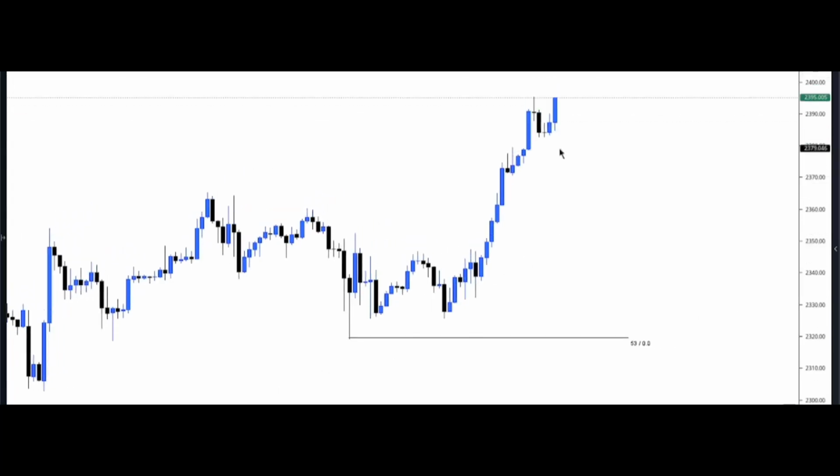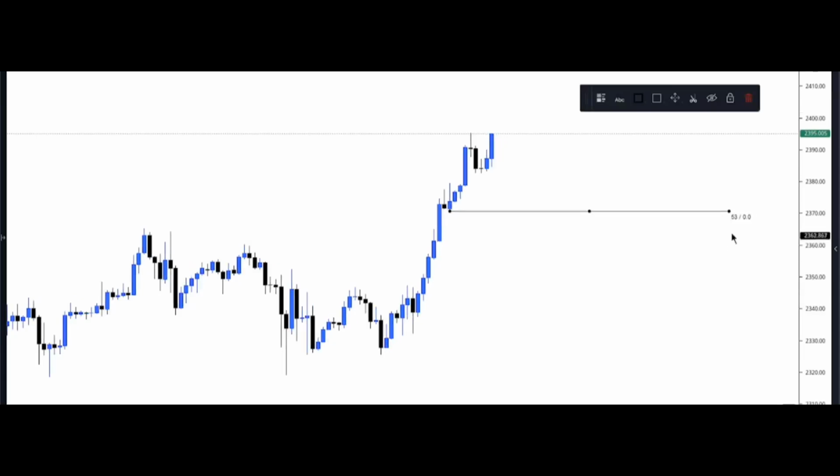Okay, so new structure has been created, but our inducement, where is it? Here. Inducement is transferred to this point. It's a small inducement. Simple. We need to pay attention to details because the smart money, they are very wise. So that's our new inducement.